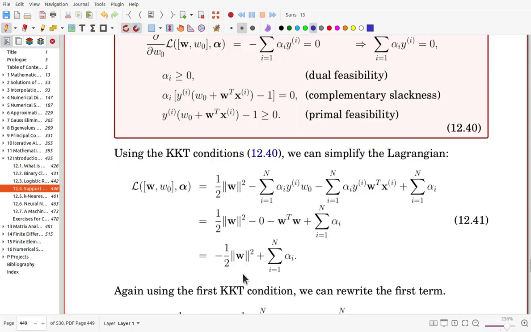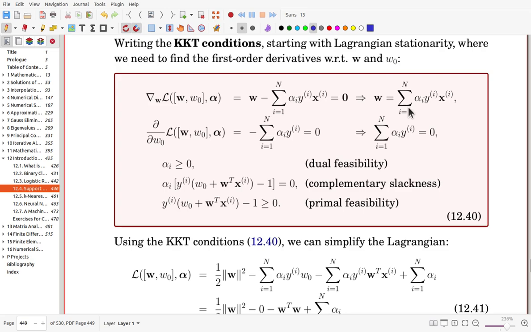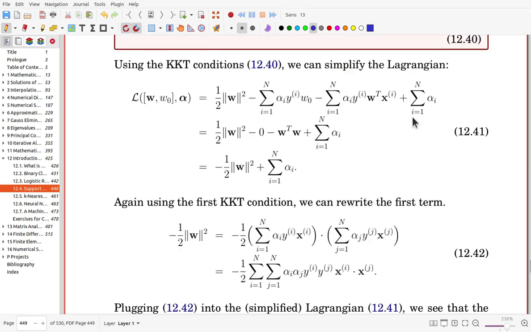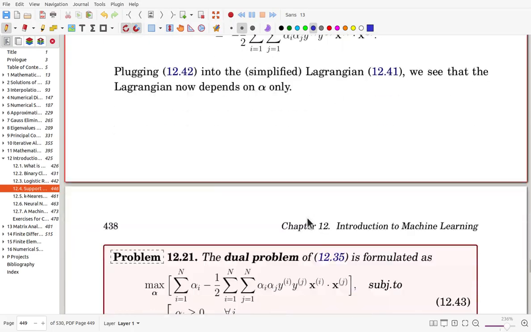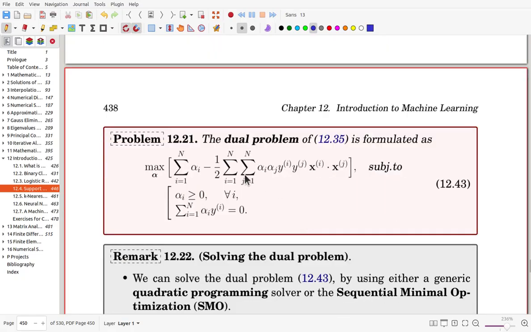Now again, we can eliminate W norm squared by using that condition. Then now here, minus half W norm squared is minus half W and W, and we can write it in this way. So this portion can be replaced by this one, and we end up with this one. So here, now the dual problem can be formulated in this way.